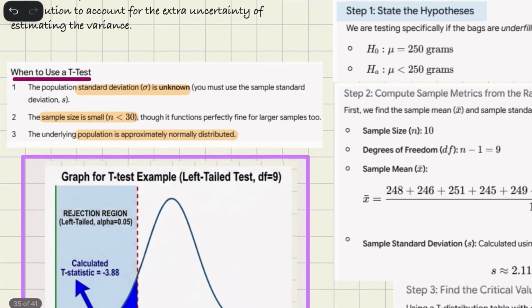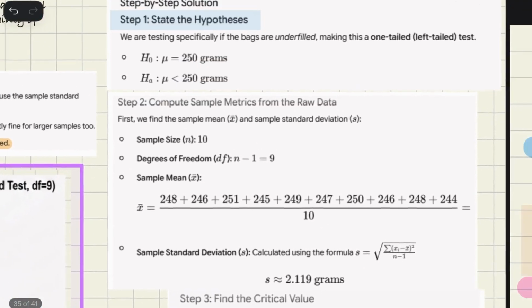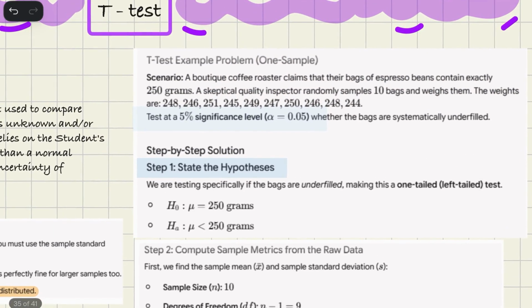Alright, so let's look at how we actually do this. So we have another scenario over here, and in this scenario, we'll apply the t-test knowledge to a hands-on numerical. Alright, so this problem is slightly different because instead of giving you a neatly summarized sample mean, it gives you raw numbers, and this is how you actually receive them in your exam.